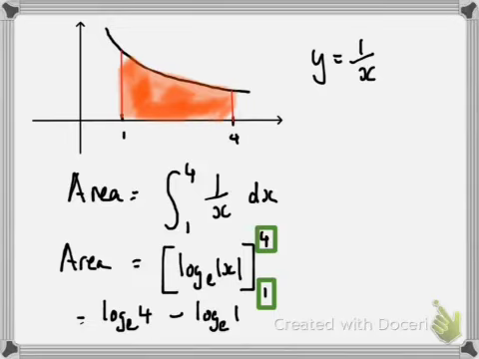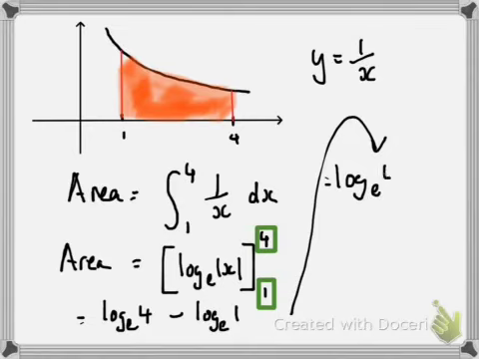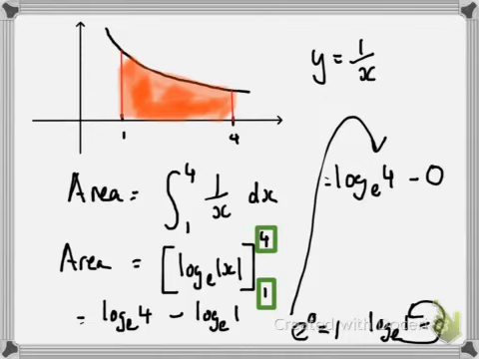Okay, so if we just come over here now, our area equals log 4 to the base e minus 0. Remember, log 1 to the base anything is 0, because e to the power of 0 equals 1. So log 1 to the base e equals 0. e to the power of 0 equals 1. Remember our work on logs there. Let's get rid of that.